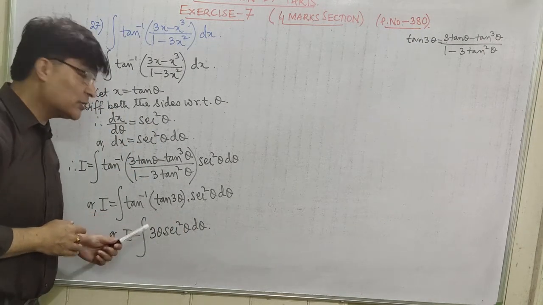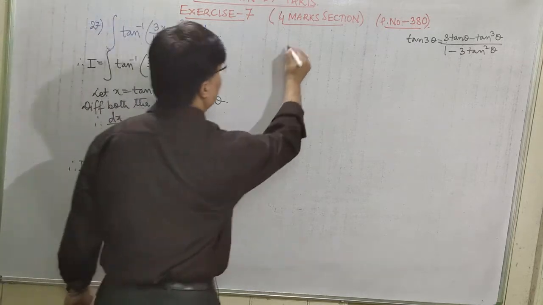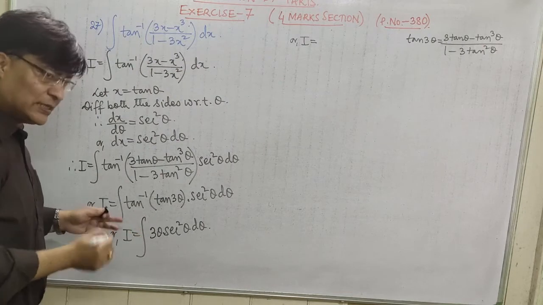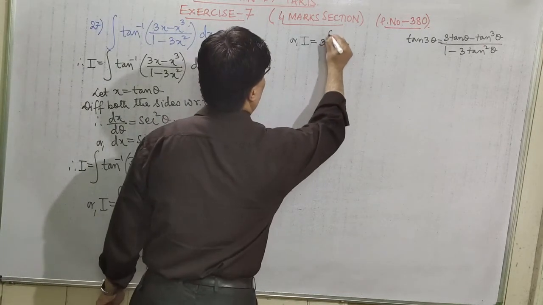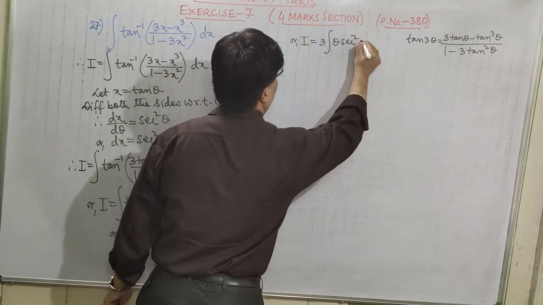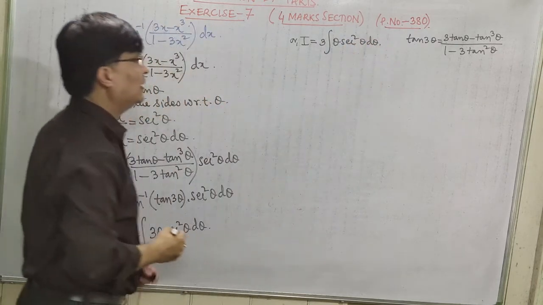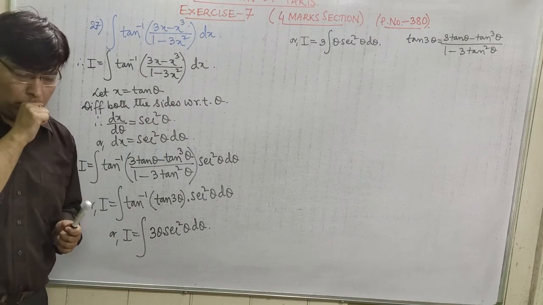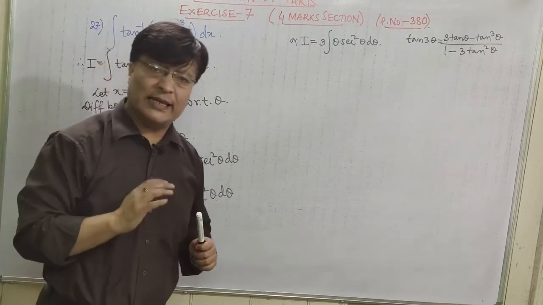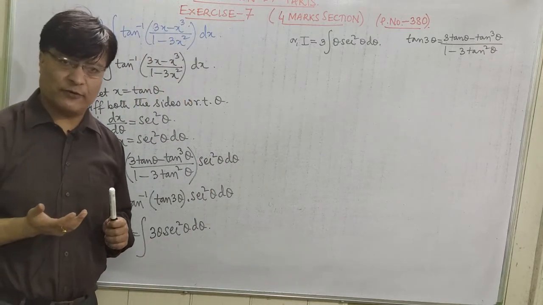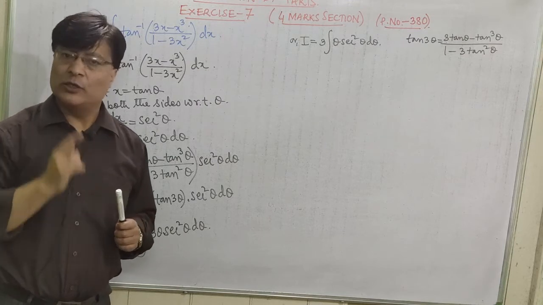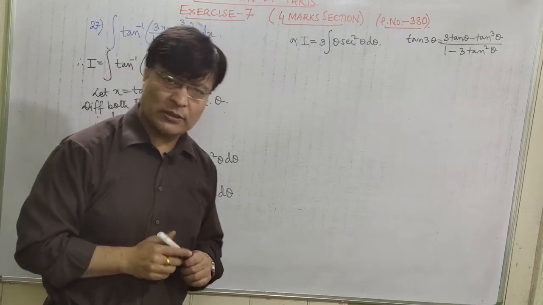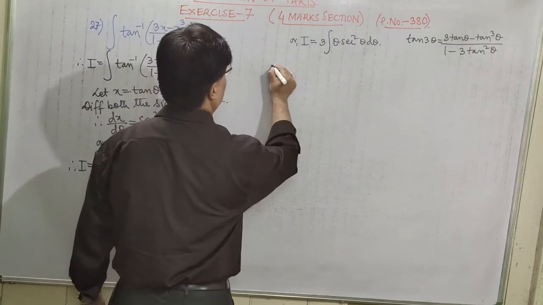Okay, so what will you do with this constant? Here 3 is a constant, it can be taken outside. So I is equal to 3 integration of theta sec square theta d theta. Now you can easily do integration by parts. Theta is an algebraic function and sec square theta is a trigonometric function. A and T are there, so A is the first function. Theta is the first function and sec square theta is the second function. So let us use integration by parts.